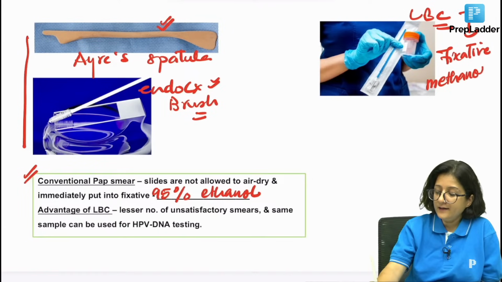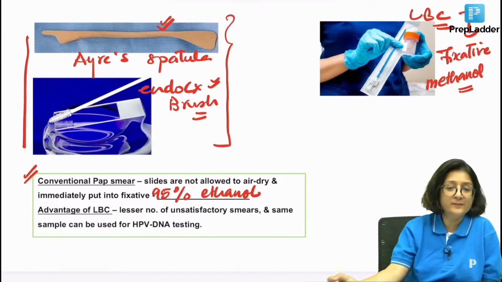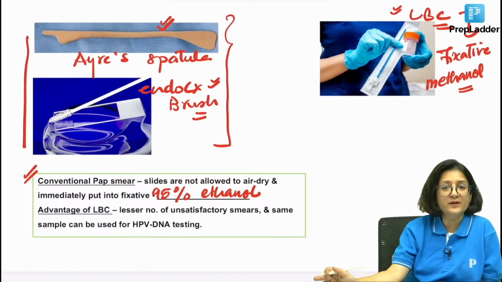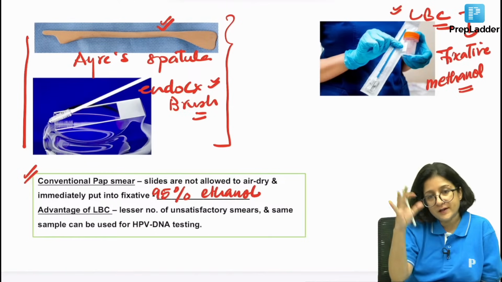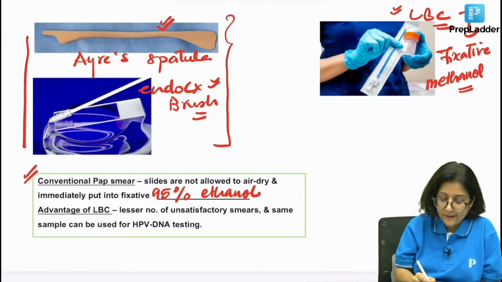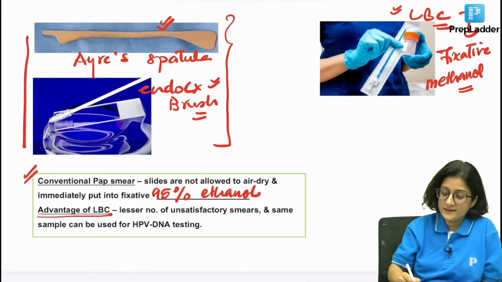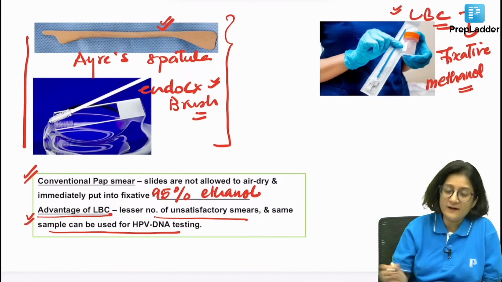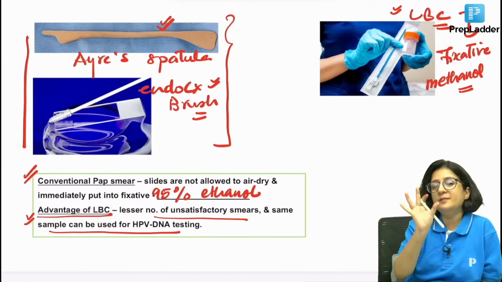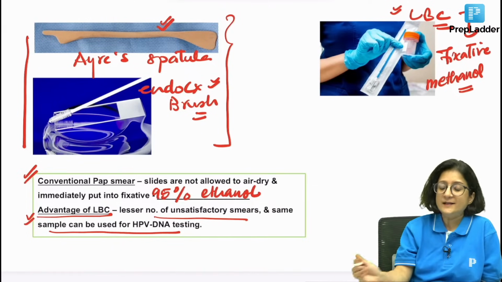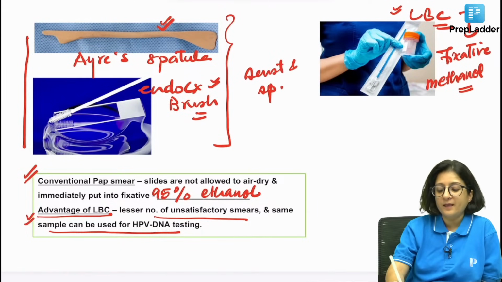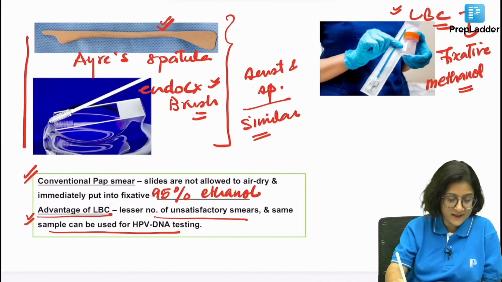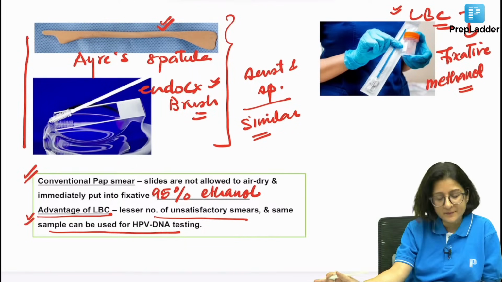Okay. In government hospitals, you will realize that people are taking conventional pap smears. Liquid based cytology, you will realize that people in private are doing it because it is expensive, right? More infrastructure and centrifugation apparatus and everything is required. The advantage of liquid based cytology is a lesser number of unsatisfactory smears, and the same sample can be used for HPV DNA testing also. This is the advantage of liquid based cytology. If you compare conventional and liquid based cytology, the sensitivity and specificity are similar. They are not different.